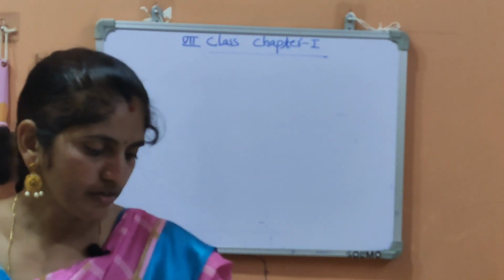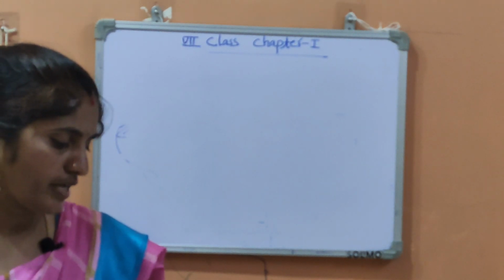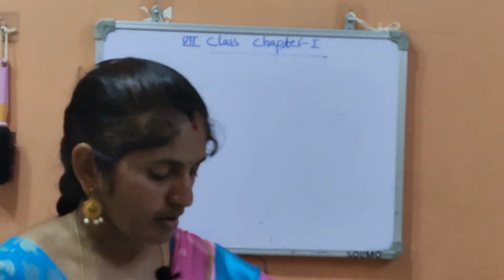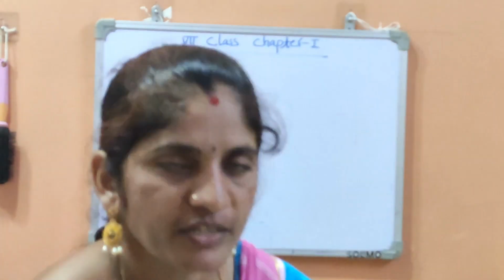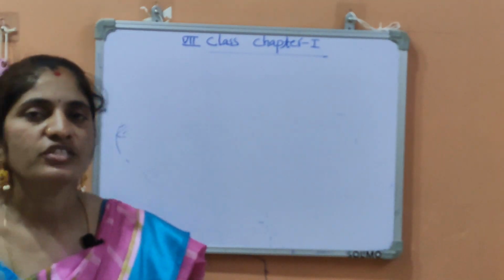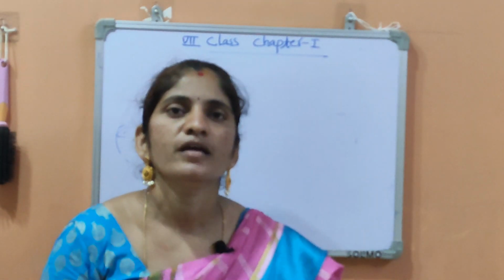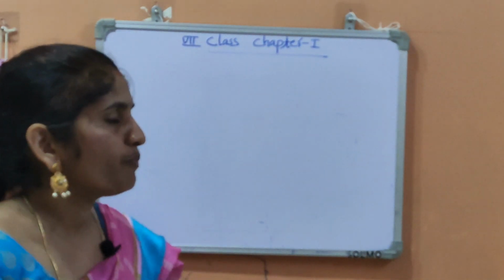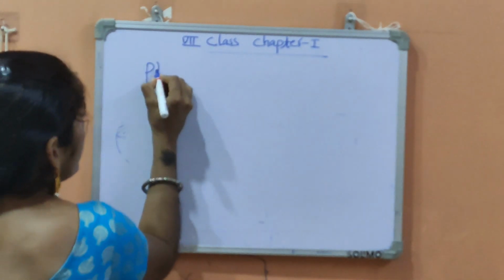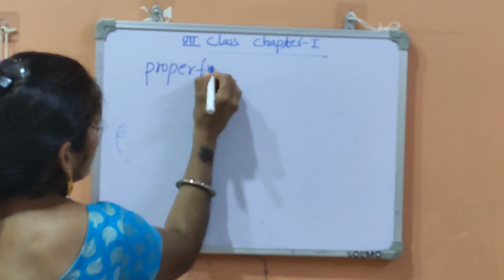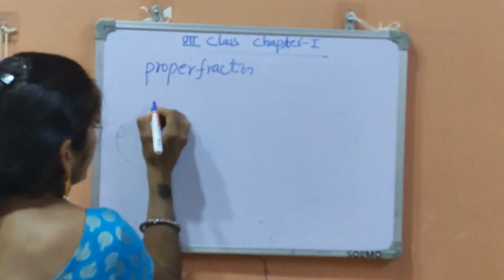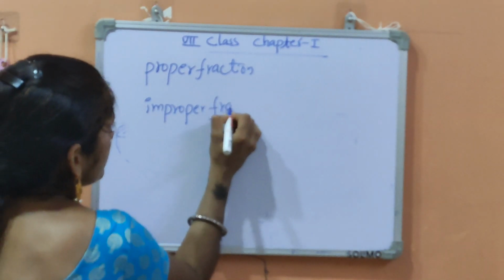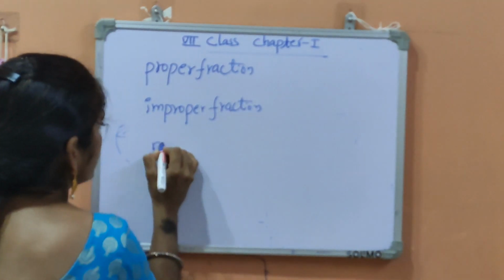Then on the same page, again they have given Try This: write any 5 examples each of proper, improper, mixed fractions. So fractions are of 3 types, as we discussed earlier: proper fractions, improper fractions, and mixed fractions. Proper fraction means what? Proper fraction. The second one is improper fraction. And the third one is mixed fraction.